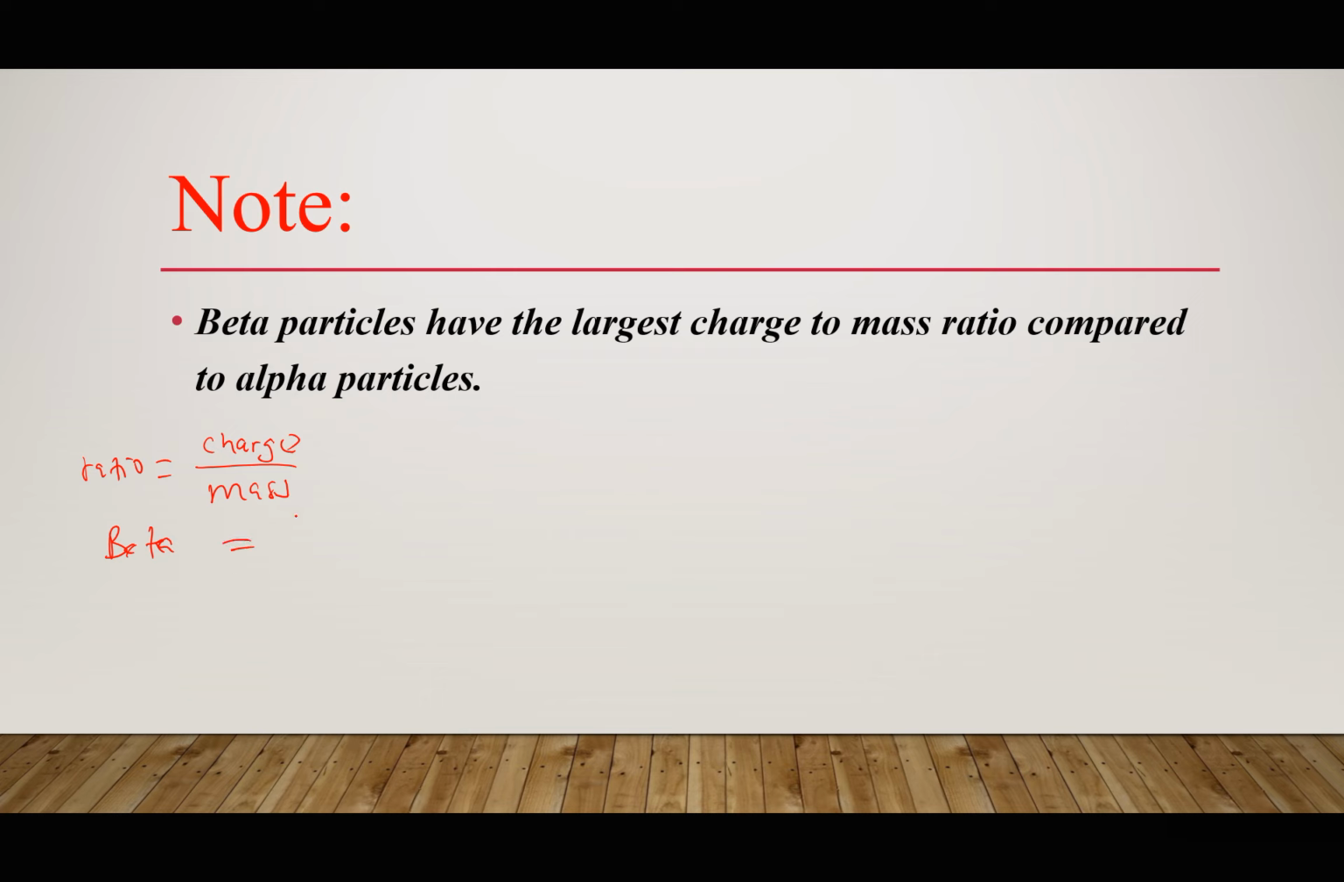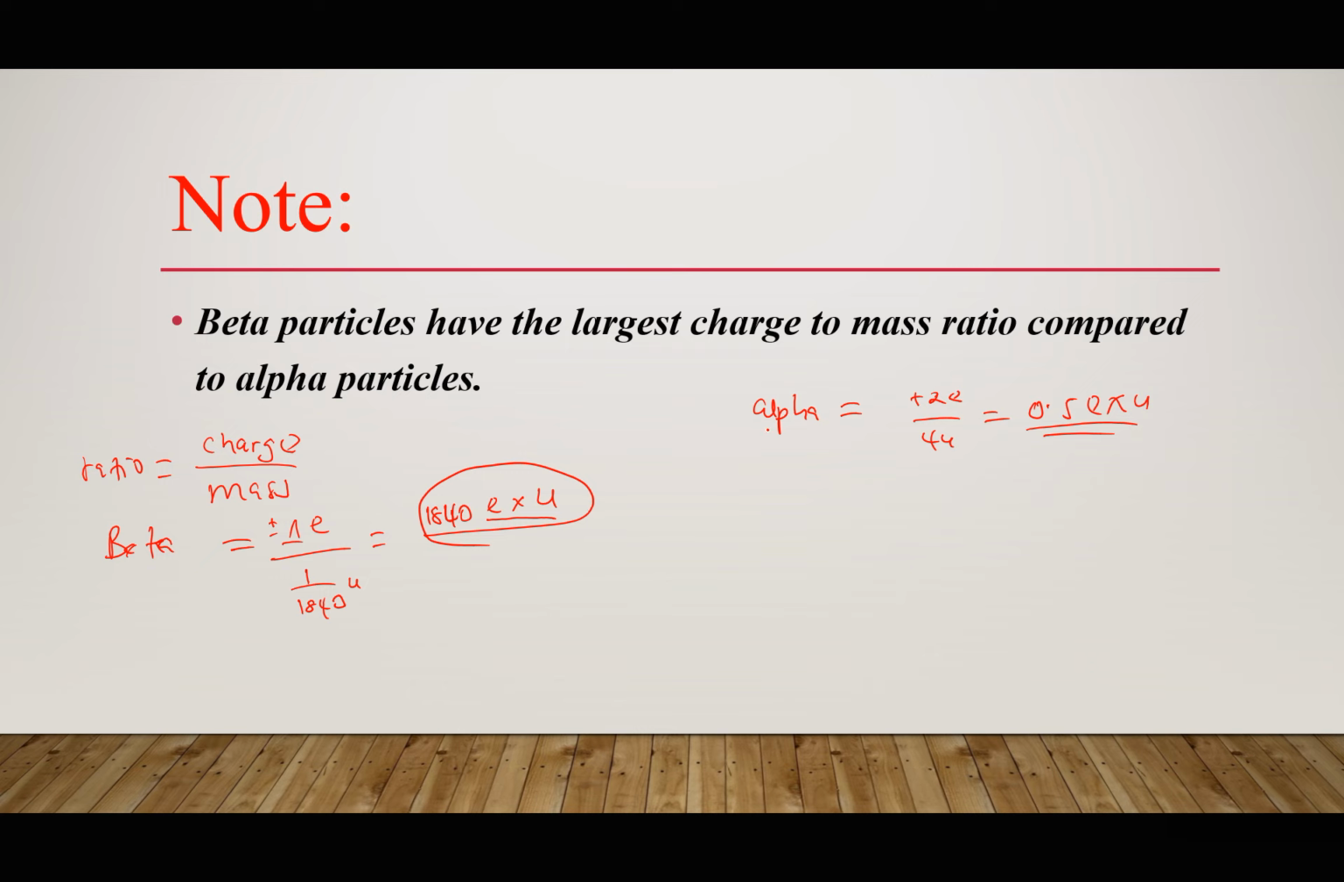For beta, the charge-to-mass ratio is just 1E, either plus or minus, divided by the mass. The mass of beta is 1 over 1840 times U, which gives us 1840 E times U, if I leave the E and U there. Then compare with the alpha. For alpha, the charge is positive 2E and the mass is 4U, so this gives us 0.5 E times U. You notice that beta particles have the largest charge to mass ratio if we compare this with alpha particles.